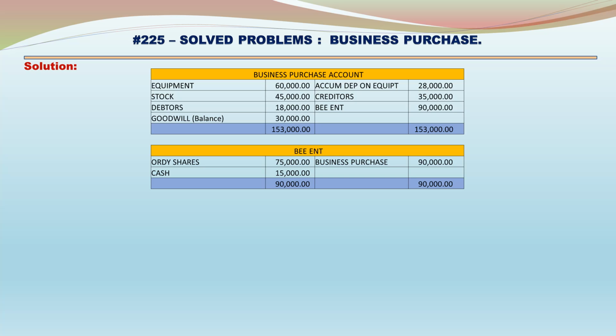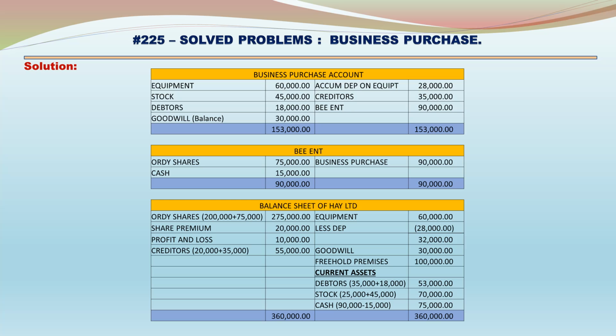B Enterprises account. On the credit side, business purchase 90,000. On the debit side, ordinary shares of 1 each 75,000, cash 15,000. Total debits 90,000, total credits 90,000.